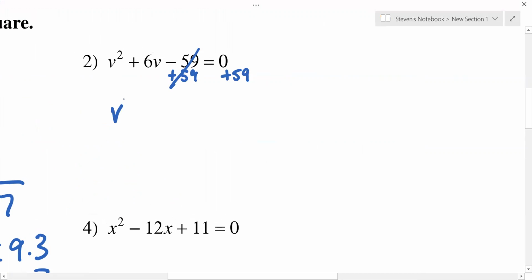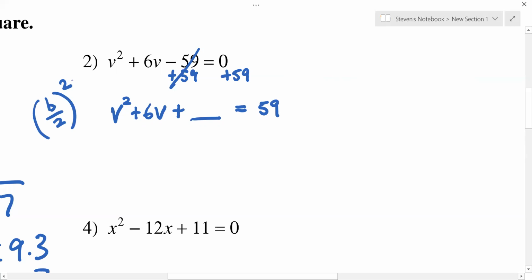And then that gives me v squared plus 6v plus blank, because remember, we're going to add in our own c term there. So I'm just going to put a blank spot. Equals 0 plus 59, which is just 59. Now we're going to complete the square. Just like last time, we take the b term, divide it by 2, and then square it. That tells us what to add there. So 6 divided by 2 is 3, and 3 squared, that just means 3 times 3, is 9. So I'm going to add 9 to both sides.